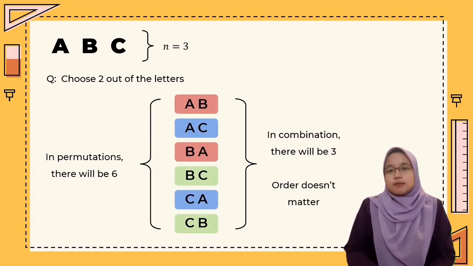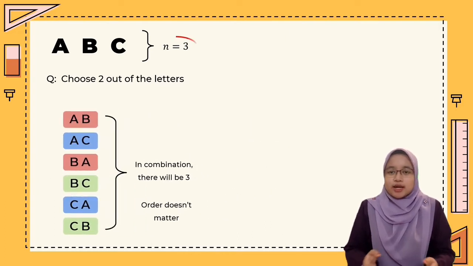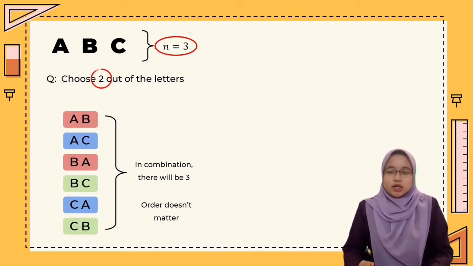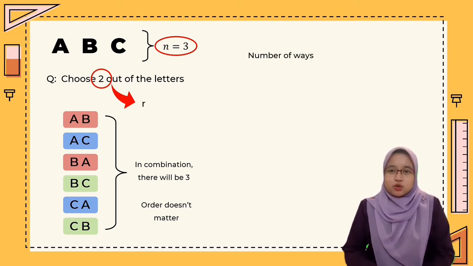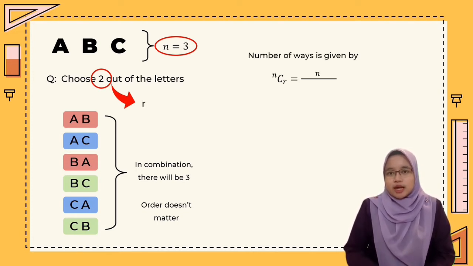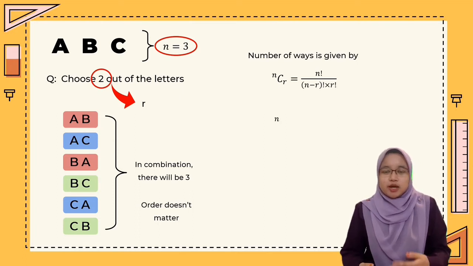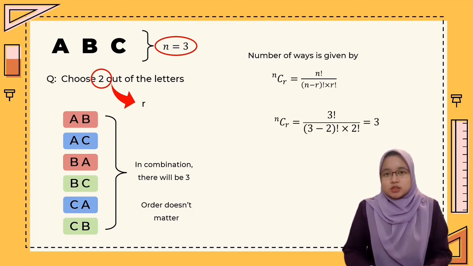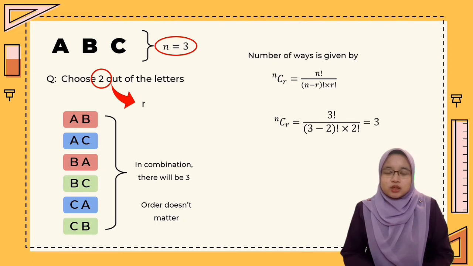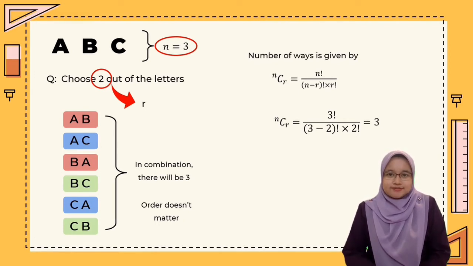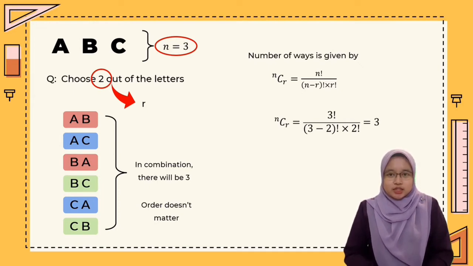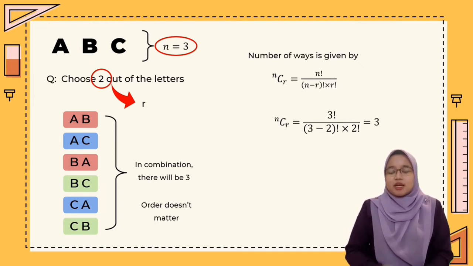So, let us apply this as an example where N is equal to 3 and our R is equal to 2. For combinations, we have N choose R is equal to N factorial divided by N minus R factorial, then also multiplied by R factorial. We are going to substitute into this formula to see whether we are going to get 3. So, this is the answer. This is just an introduction to permutation and combinations. Next, let's see some problems that are related to real-life situations.